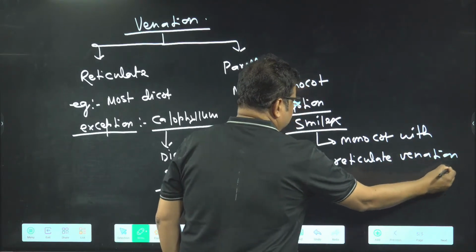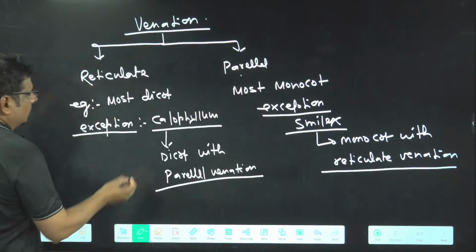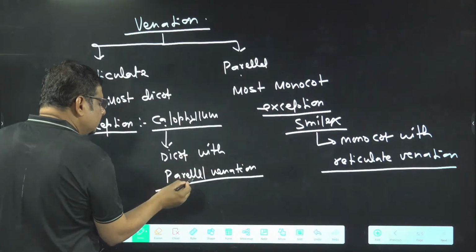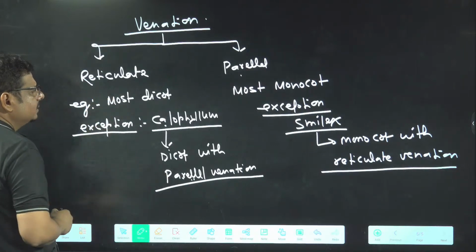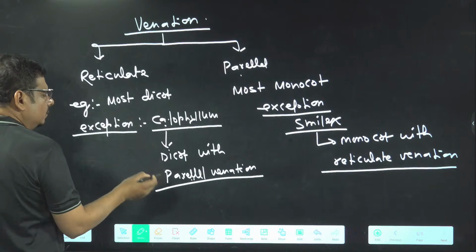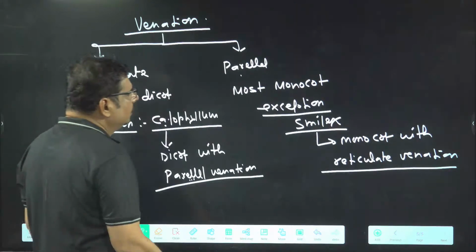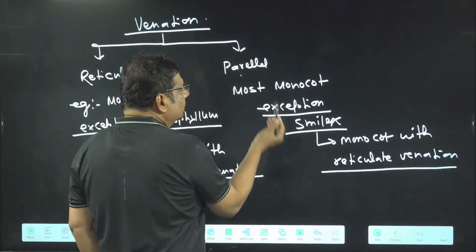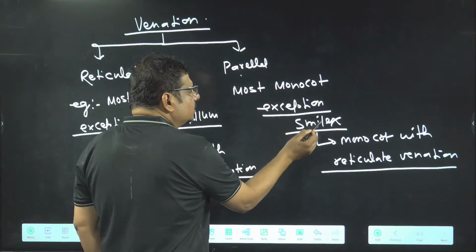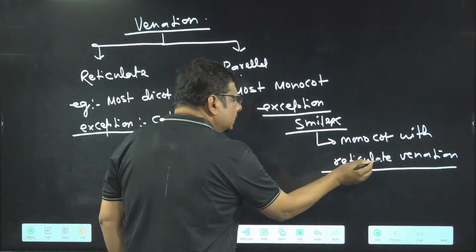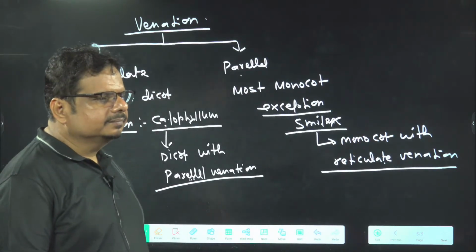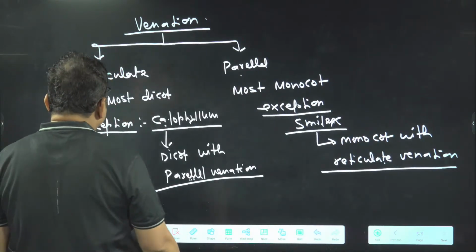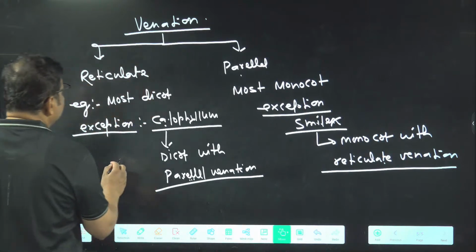You got the things, what was wrong there? Calophyllum is a dicot with which venation? Parallel venation. Generally in dicot, reticulate venation is there, but this is a dicot where parallel venation is there. Generally in monocot, parallel venation is there, but Smilax is a monocot where reticulate venation is there. Got the idea? Is it understood, clear or not?